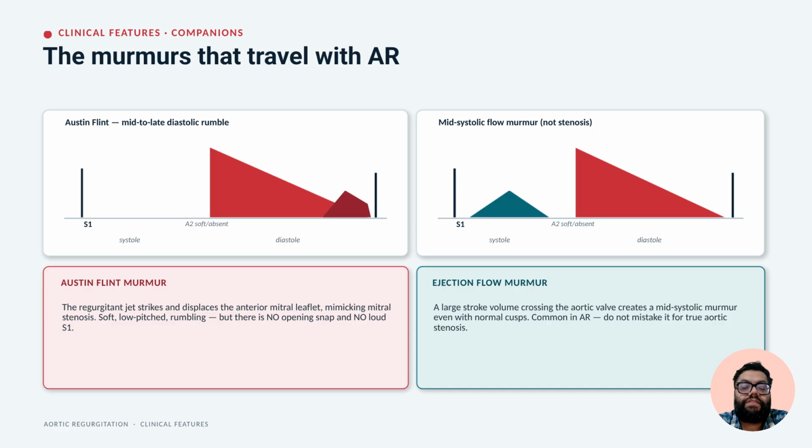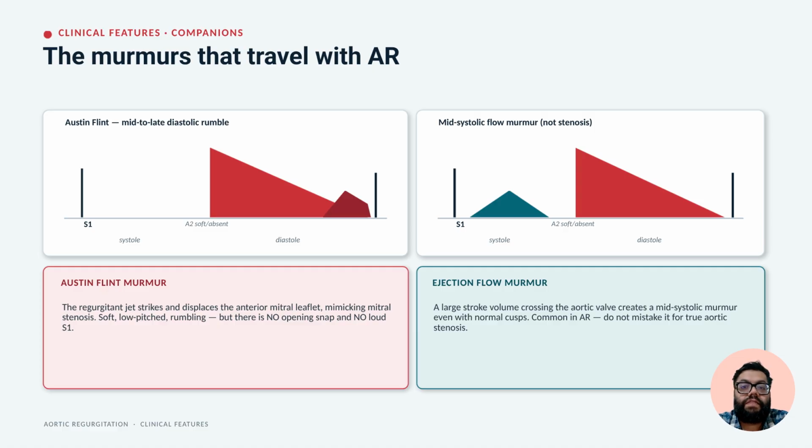Aortic regurgitation rarely travels alone on auscultation. Two companion murmurs turn up, and each is a classic trap. On the left is the Austin Flint murmur, a soft, low-pitched, rumbling sound in mid to late diastole that sounds uncannily like mitral stenosis. The mechanism is elegant. The regurgitant jet from the aortic valve strikes the anterior mitral leaflet and effectively narrows the mitral inflow, generating the rumble without any structural mitral disease.